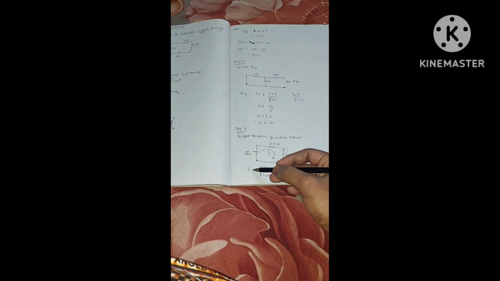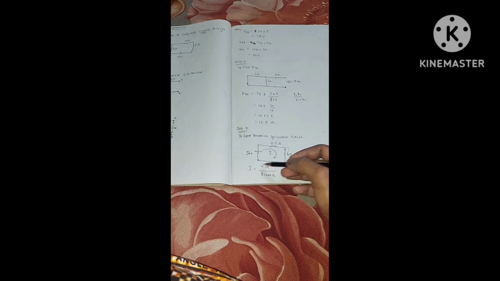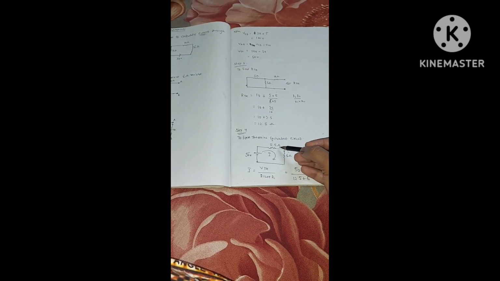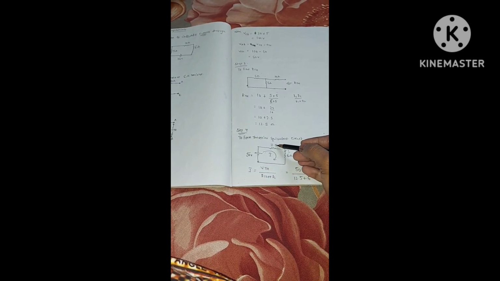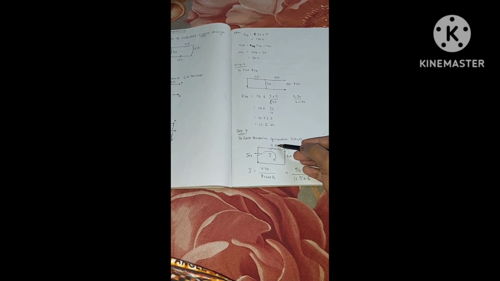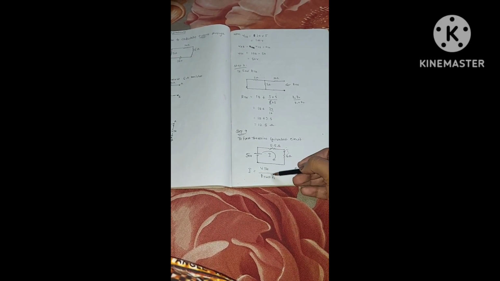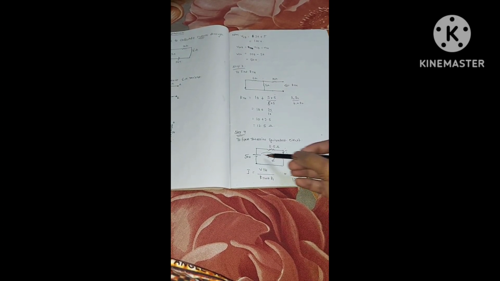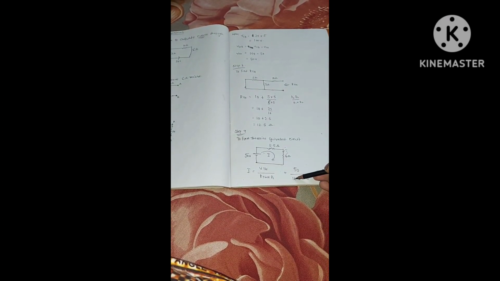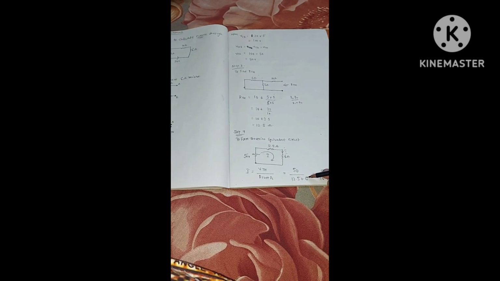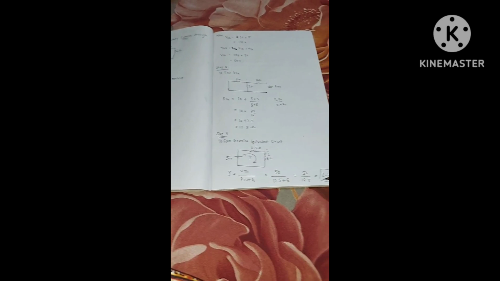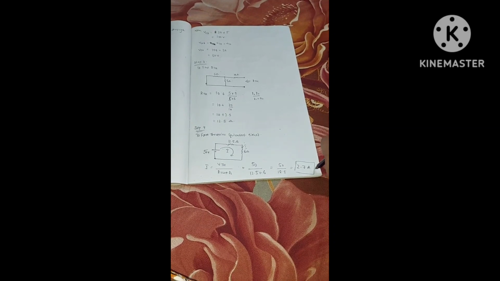So I is equal to V by R. We know that I is equal to V by R, but here two resistances are there, that is RTH and RL, right? So just add them: I equals VTH by RTH plus RL. VTH is already given here as 50 volts, RTH is 12.5 ohms, and the load resistance is 6 ohms. You get the value as 2.7 amperes.